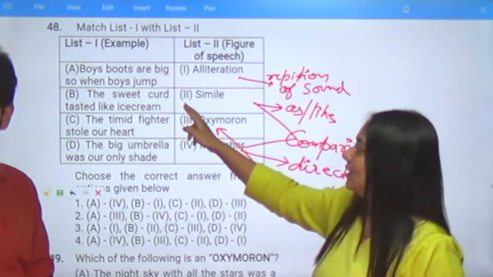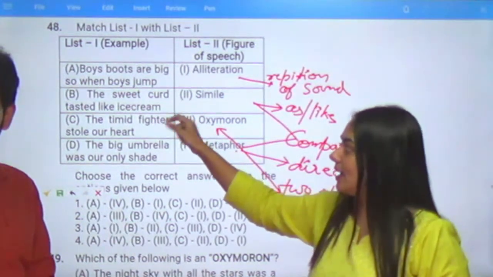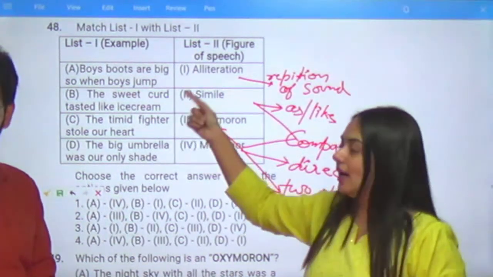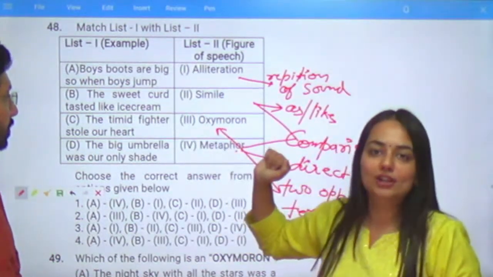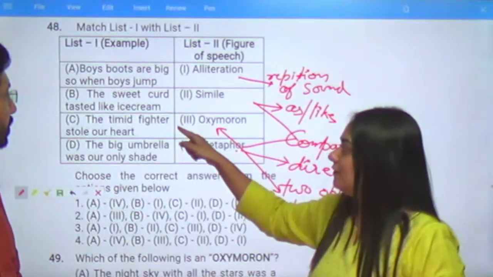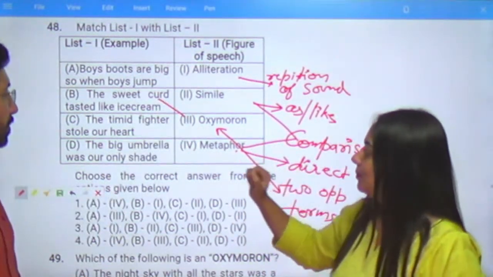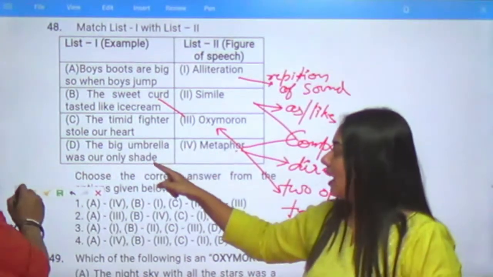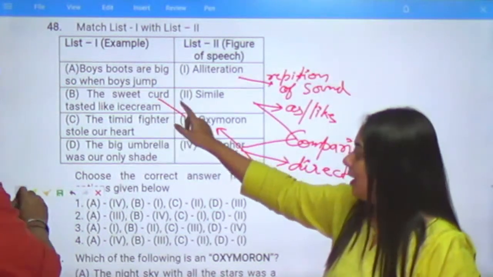The sweet curd tasted like ice cream. Can sweet curd taste like an ice cream? So we know that curd is actually sour, it's not sweet. So ye clearly oxymoron ka example hai. The timid fighter stole our heart. And the last one should be, the big umbrella was our only shade. Okay, so let's match them now. Ab hame B pata hai, B ka third one.